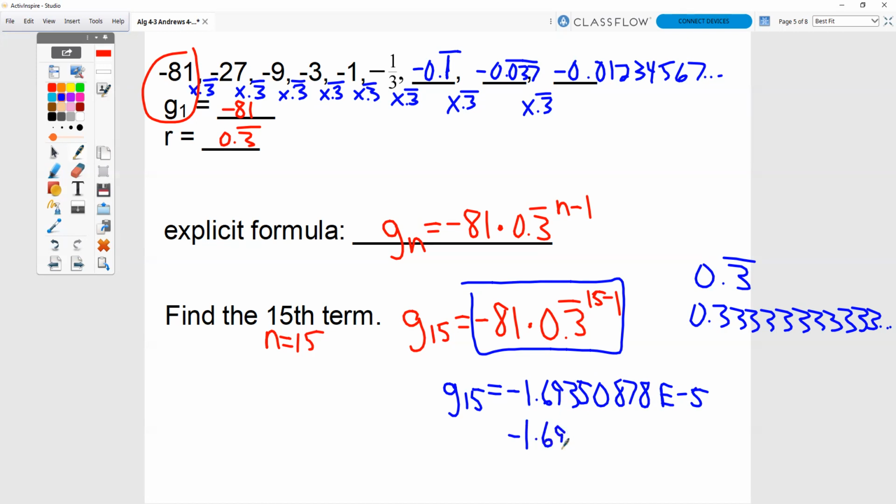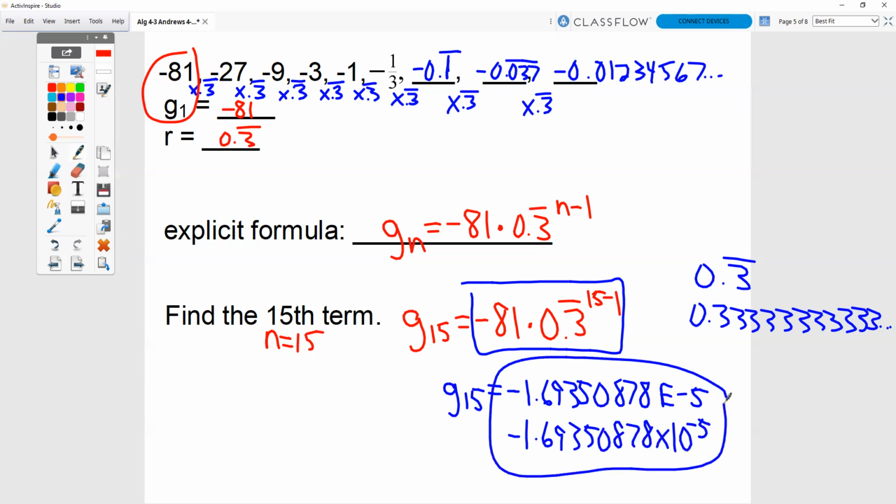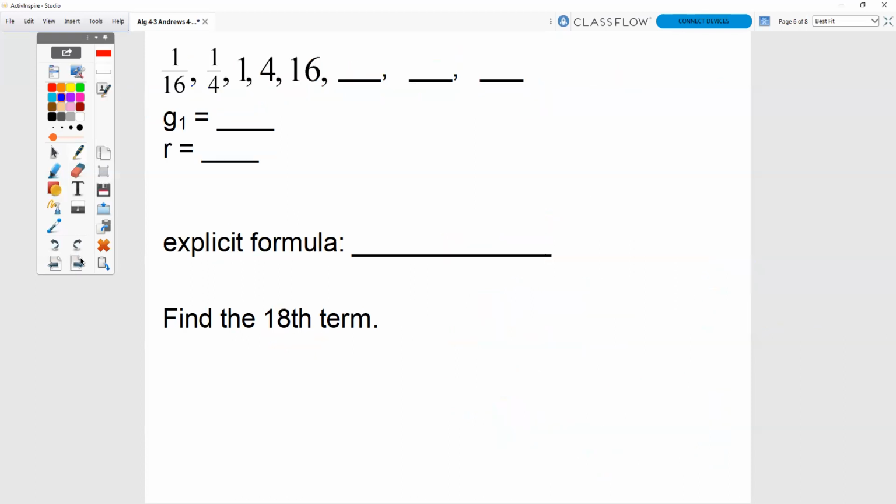So 1.69350878 times 10 to the -5th power. That's what that really means. It's too small to fit on the screen, which is why they put it in the scientific notation for you. 1/16, 1/4, 1, 4, 16.